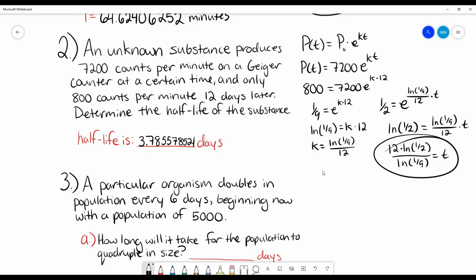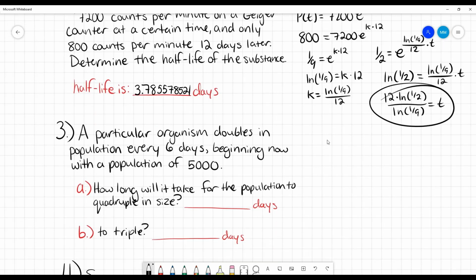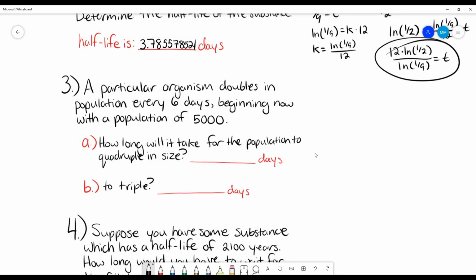And that's pretty close, I think. This next one says a particular organism doubles in population every 6 days, beginning now with a population of 5,000. So they just told us right now its doubling time is 6 days, and it has a starting population of 5,000. So we know P of t equals 5,000 times e to the kt.